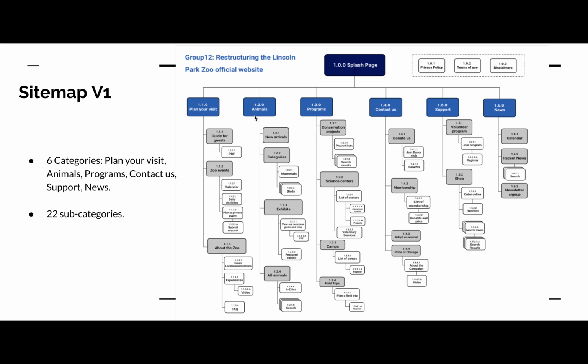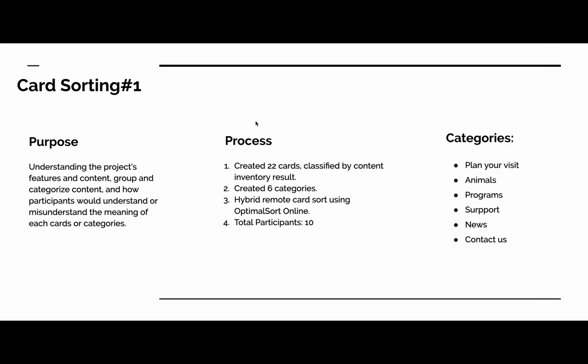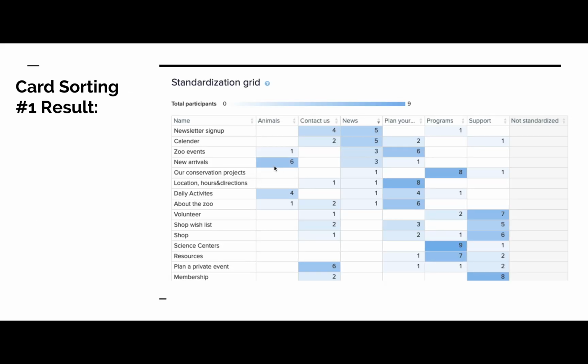Based on this data, I conducted the first round of card sorting. In order to understand the project's features and content, and to group and categorize content, I created 22 cards classified by result and tested 10 participants. And here is the result. As you can see, people felt confused and found it hard to distinguish between support and contact us.